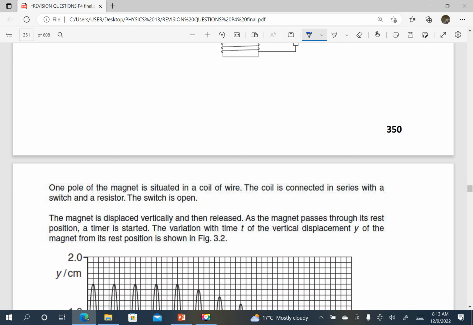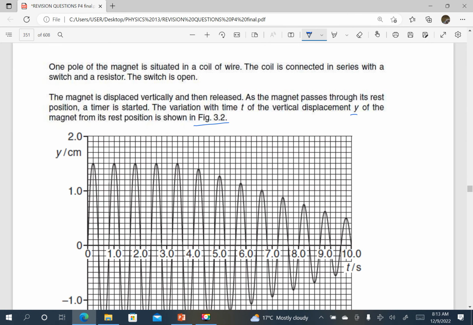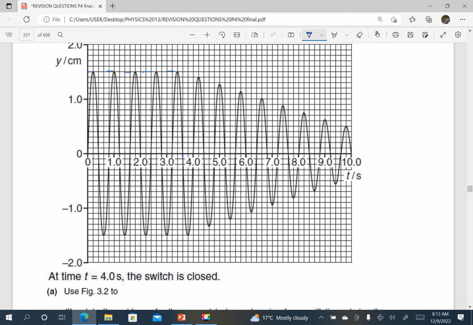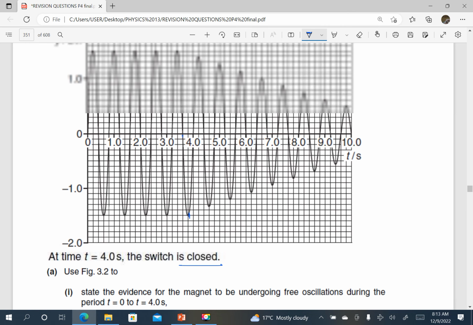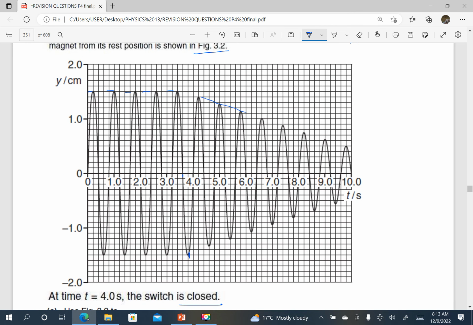As the magnet passes through its rest position, a timer is started. The variation with the time t of the vertical displacement y of the magnet from rest position is shown here. So when the switch is opened, of course, we see that the amplitude is constant. It's constant actually up to around this time, 4 seconds. At time t equals 4 seconds, the switch is closed. And what is the effect of closing the switch? We see that now the amplitude is decreasing exponentially after 4 seconds.